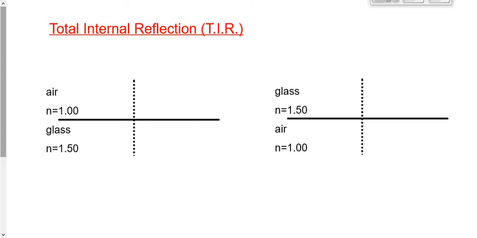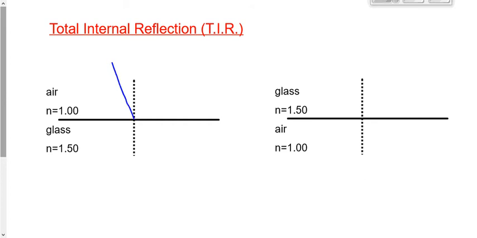Two diagrams up on the board right now. One of them has air on the top, glass on the bottom. One of them has glass on the top, air on the bottom. We're going to fire a ray of light from, in the first diagram, air to glass, and in the second diagram, from glass to air. And we're going to see what happens to that ray of light.